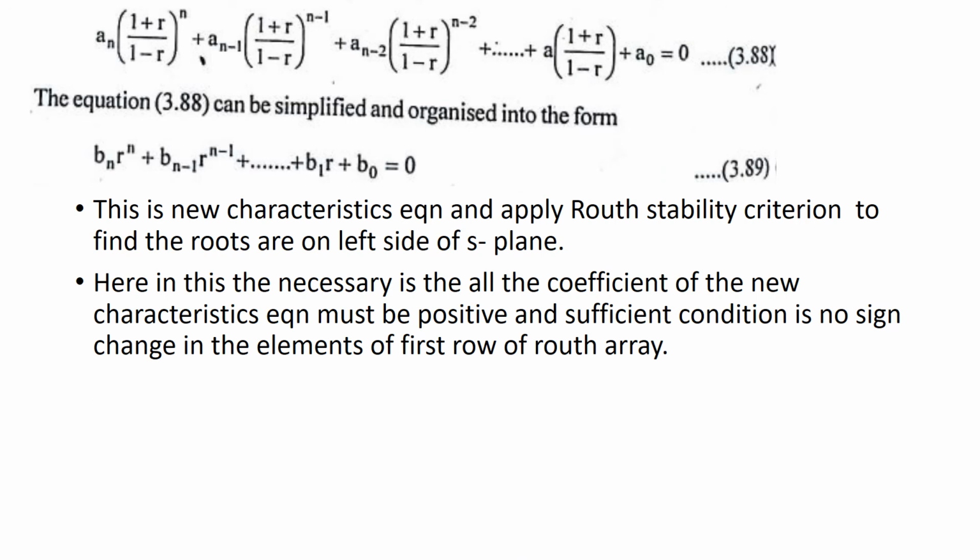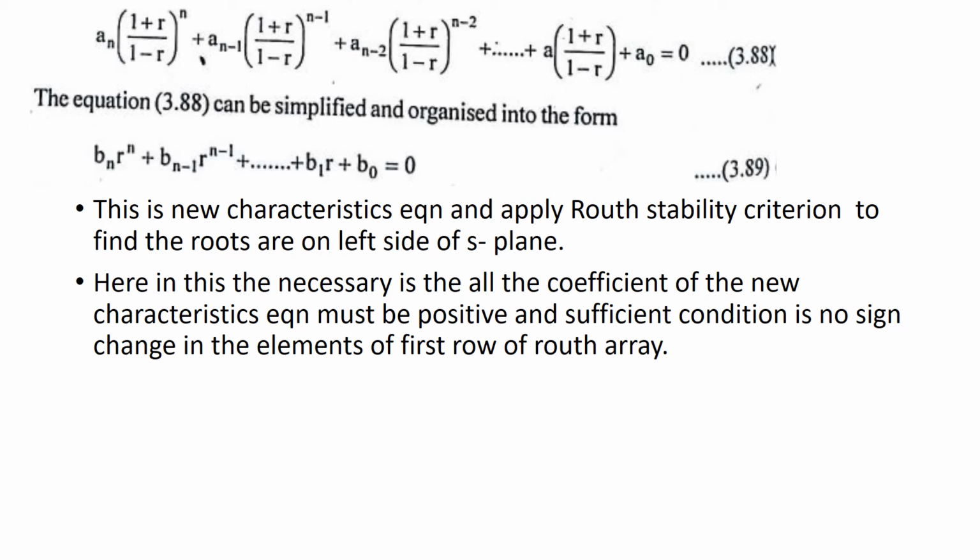You are going to simplify that equation. After simplification, you will get b_n r raised to n plus b_(n-1) r raised to n minus 1, and so on, plus b_1 r plus b_0 is equal to 0. That means you will get an equation in terms of r, because z has been replaced by r, right? So this is a new characteristic equation, and we are going to apply the Routh stability criteria and find whether the roots are on the left half of the s plane.